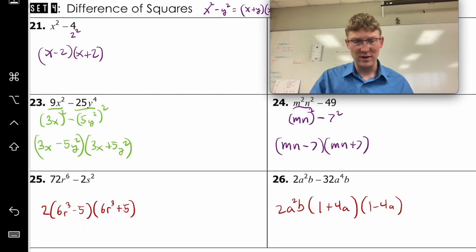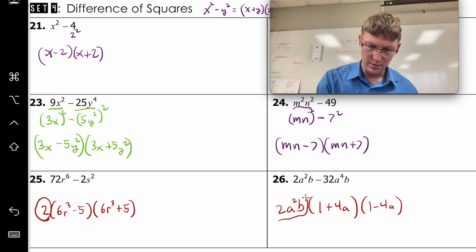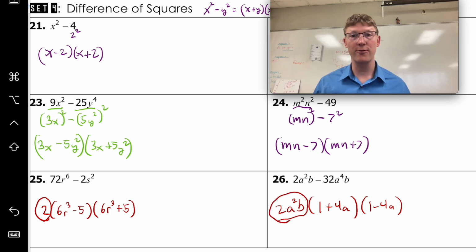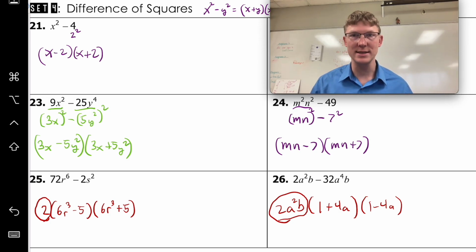So this is what I got for 25 and 26. Note that they get a lot easier if you factor your greatest common factor out first and then do a difference of squares. So hopefully this makes sense. We'll try some more in class. I'll see you there.